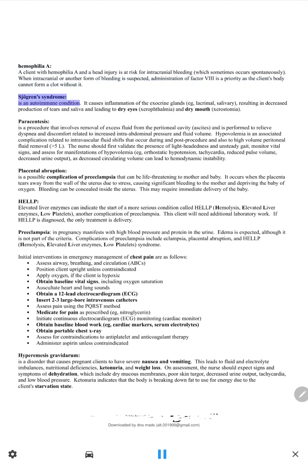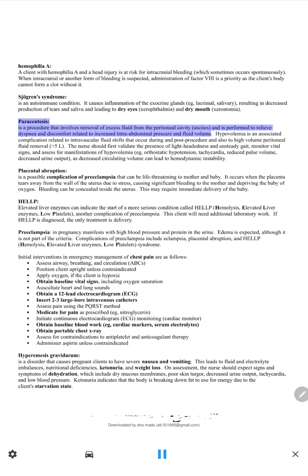Sjogren's syndrome is an autoimmune condition. It causes inflammation of the exocrine glands, e.g., lacrimal, salivary, resulting in decreased production of tears and saliva and leading to dry eyes, xerophthalmia, and dry mouth, xerostomia.